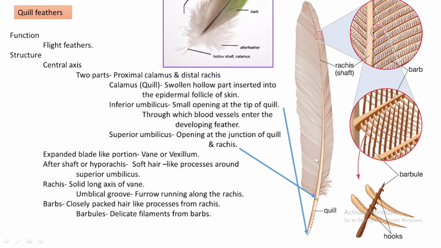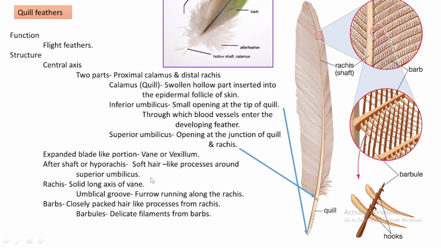And the rachis is the solid long axis of the vane. This is a vane and this is the rachis. And the umbilical groove means it is a furrow running along inside this rachis.